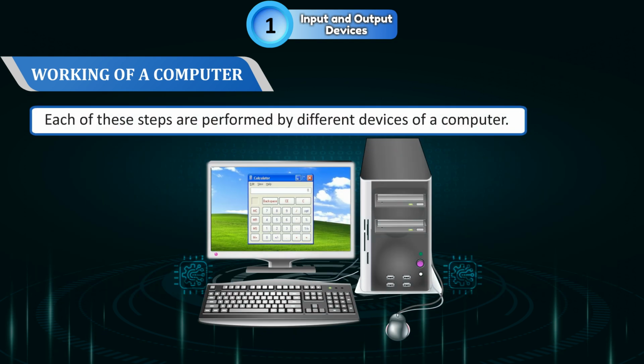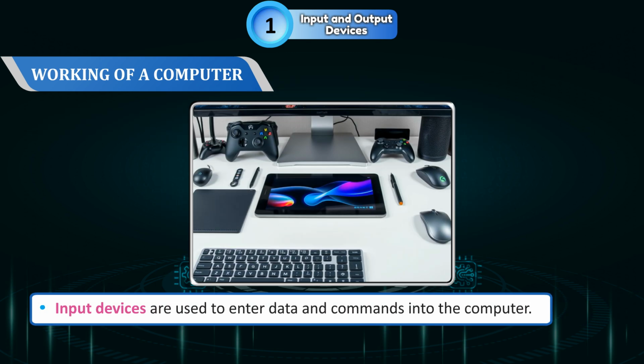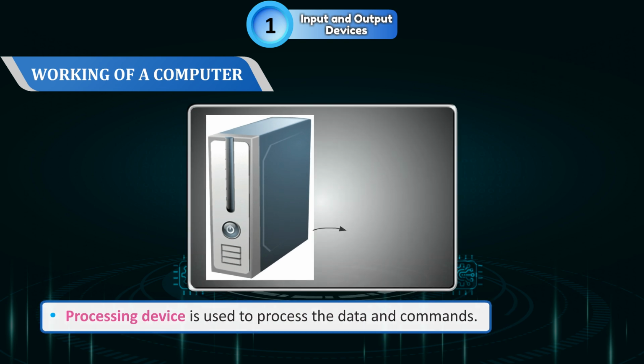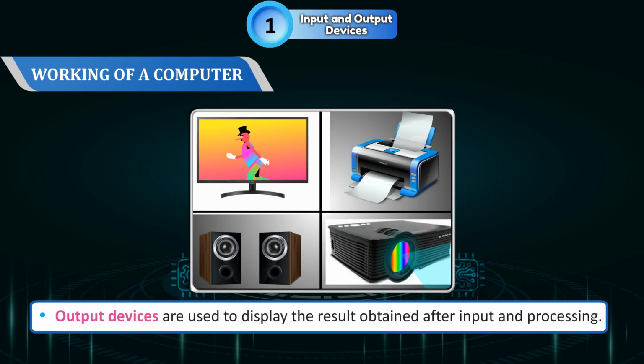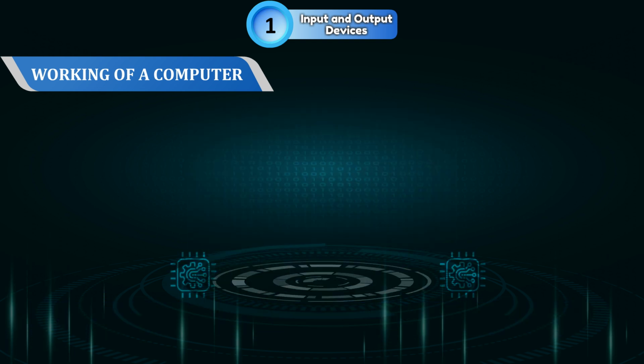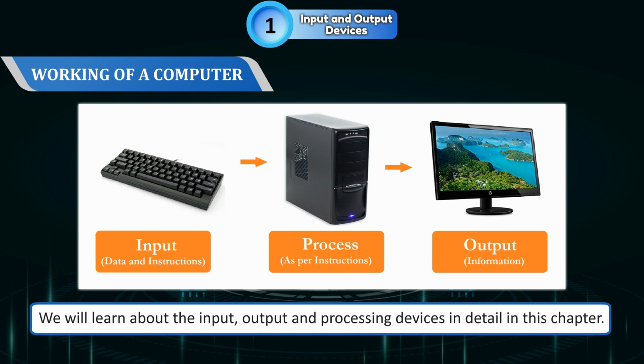Each of these steps is performed by different devices of a computer. Input devices are used to enter data and commands into the computer. A processing device is used to process the data and commands. Output devices are used to display the result obtained after input and processing. We will learn about the input, output, and processing devices in detail in this chapter.